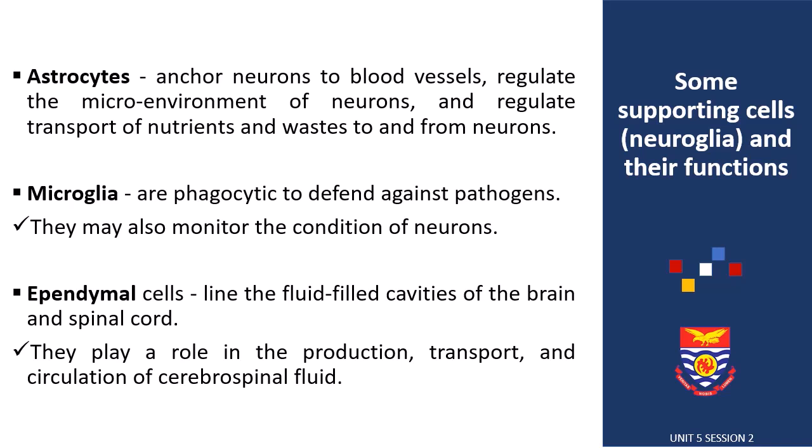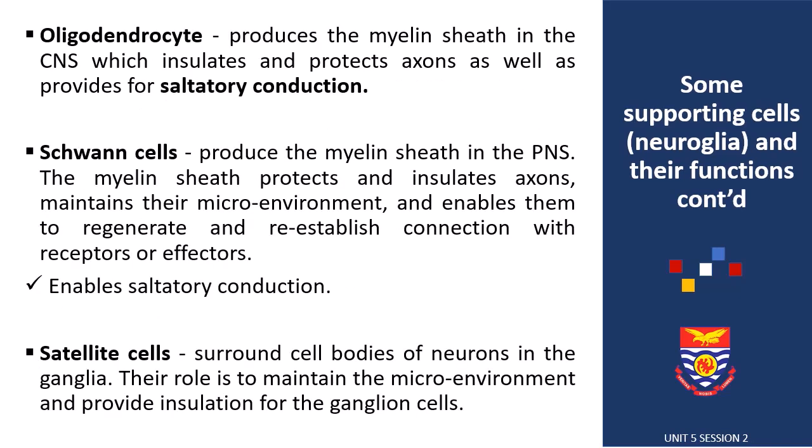The third type is ependymal cells, and these cells line the fluid-filled cavities of the brain and the spinal cord, and they play a role in production, transport, and circulation of cerebrospinal fluid. The next example of supporting cells is the oligodendrocyte, and these cells produce the myelin sheath in the central nervous system, which insulates and protects axons, as well as providing for saltatory conduction.